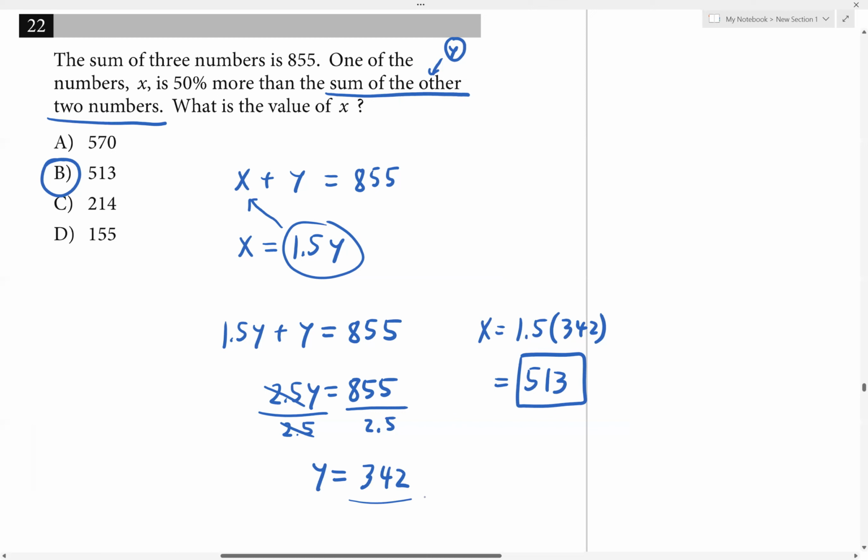Another approach is we could go through the answer choices and try each one. They represent the x value, so you subtract from 855, and whatever we get is the total for the other two numbers. Then you can check if x is 50% more than that total. That will be another way to do it. Okay, so for 22, our answer is letter B.